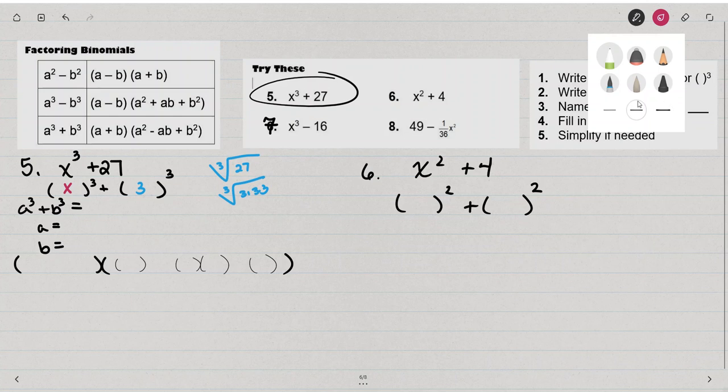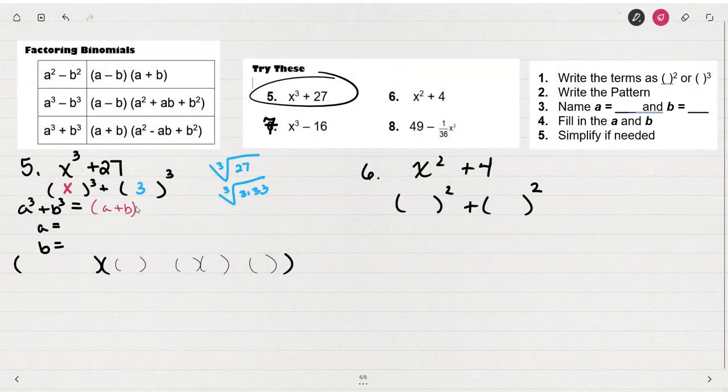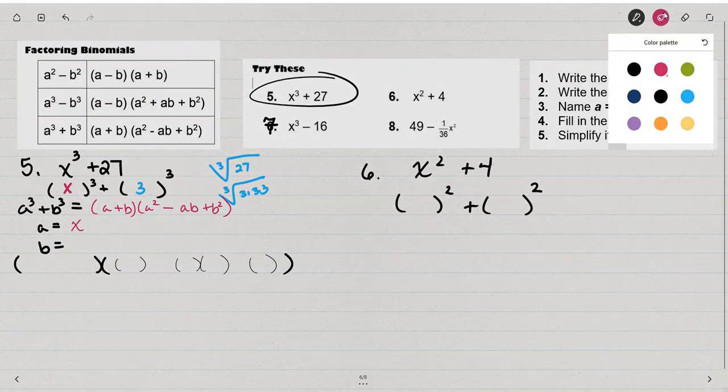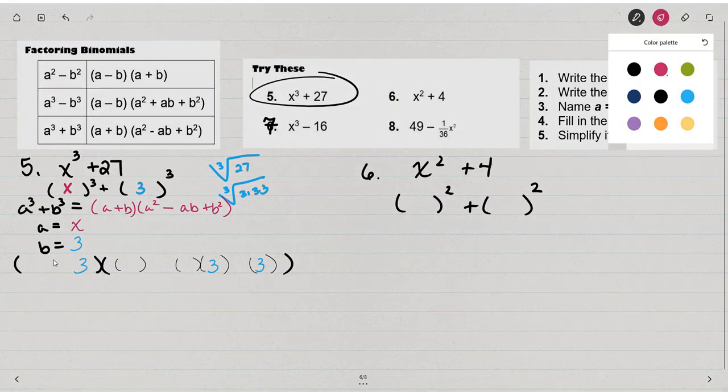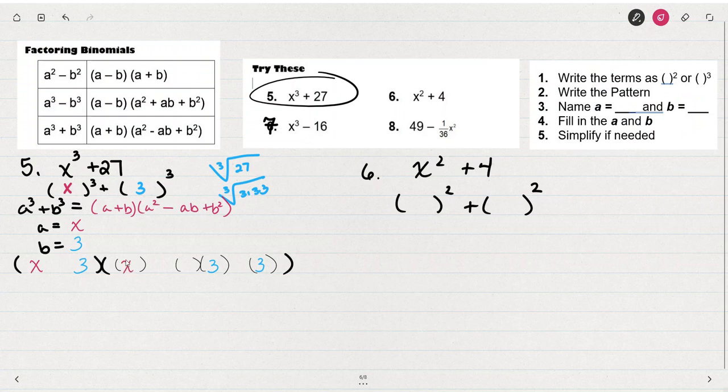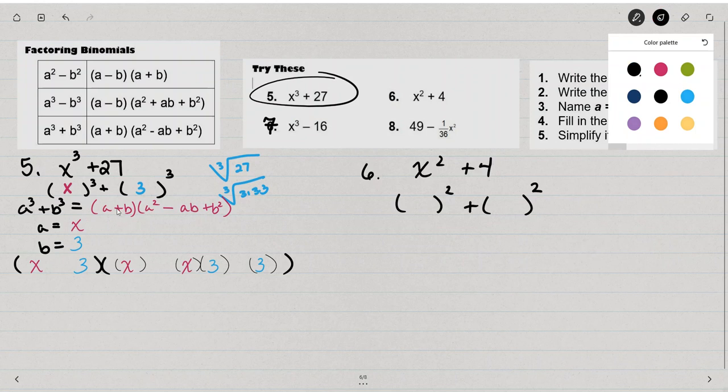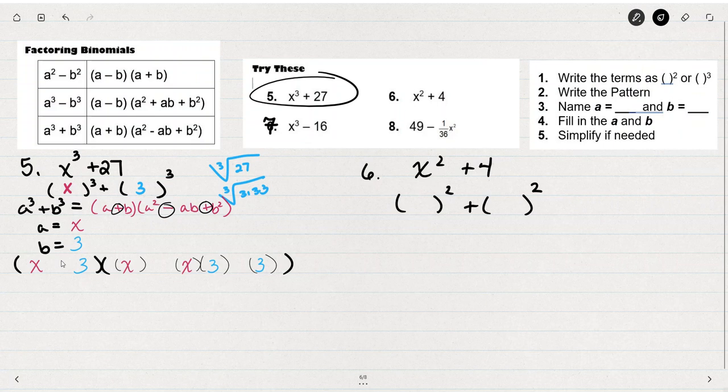I'm going to write the pattern: a cubed plus b cubed is a plus b times a squared minus ab plus b squared. A is going to be substituted with x, and b is going to be substituted with 3. So I can go through, and for every b, I'll put a 3. And for every a, I'll put an x. 3 x's, 3 b's. Can you go back in and fill in the signs? Same, opposite, always positive. Plus, minus, plus.